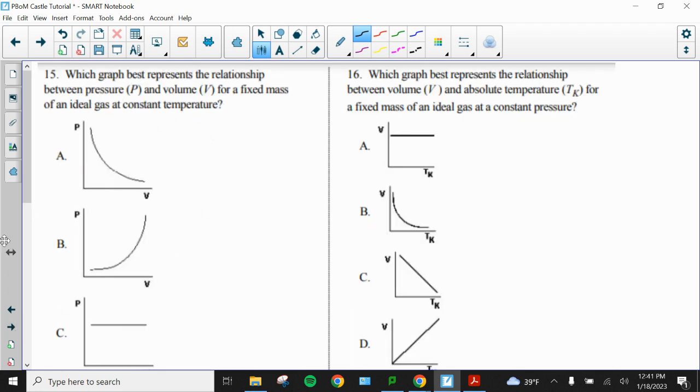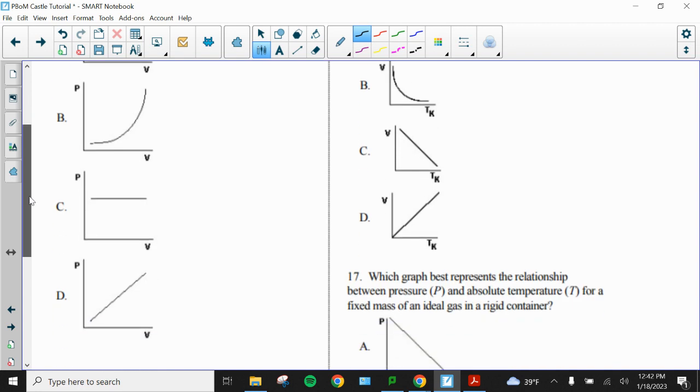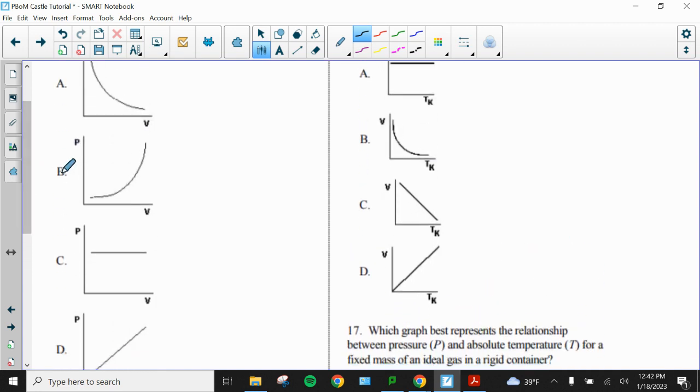We got those graphs from the lab and from the bell work. P and V, as if I increase the pressure on the balloon, it's going to shrink. So this is an indirect relationship. Well, this is going up, this is staying the same, and this is going up. So that leaves me with this as the best possible choice, even though I taught you it's like that. It's not one-to-one direct, but it's still direct.